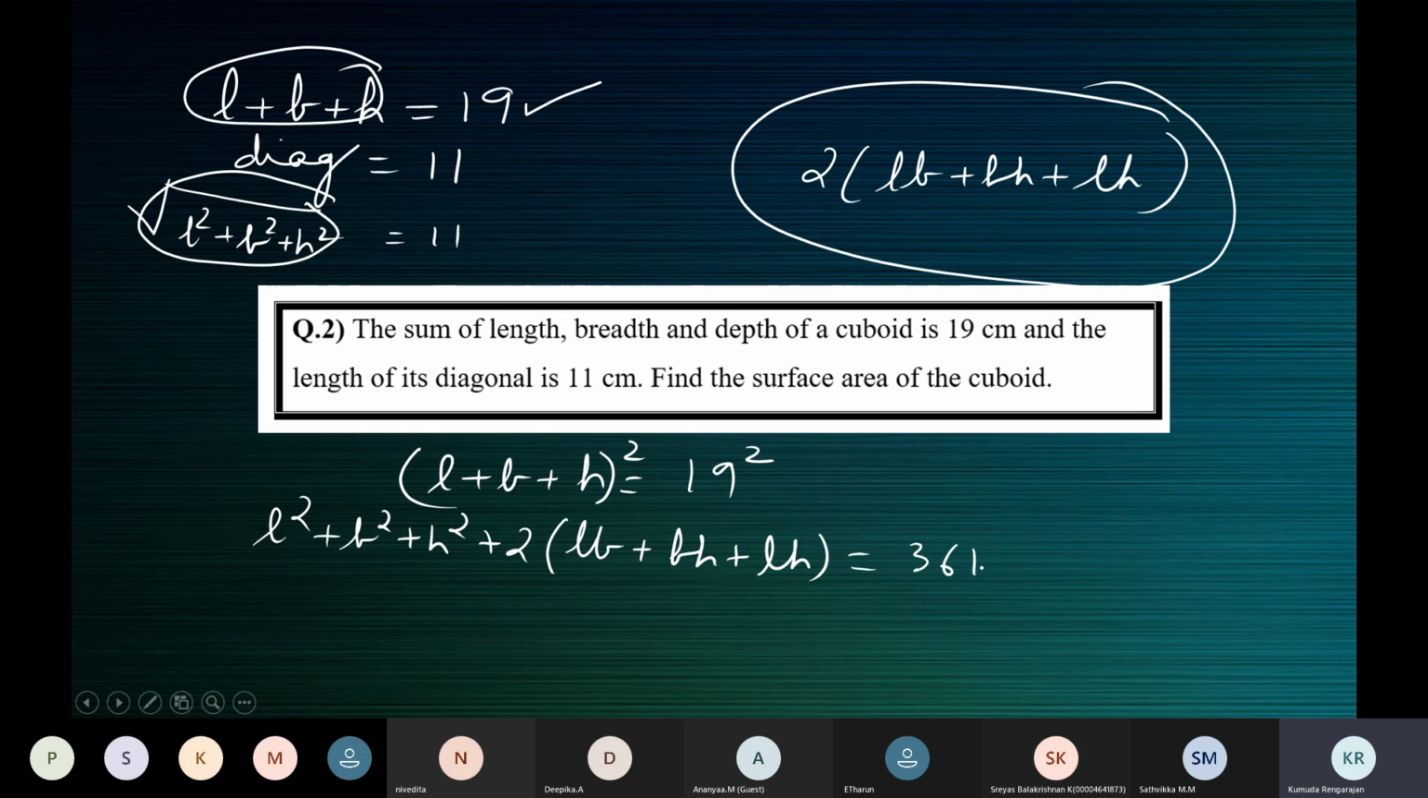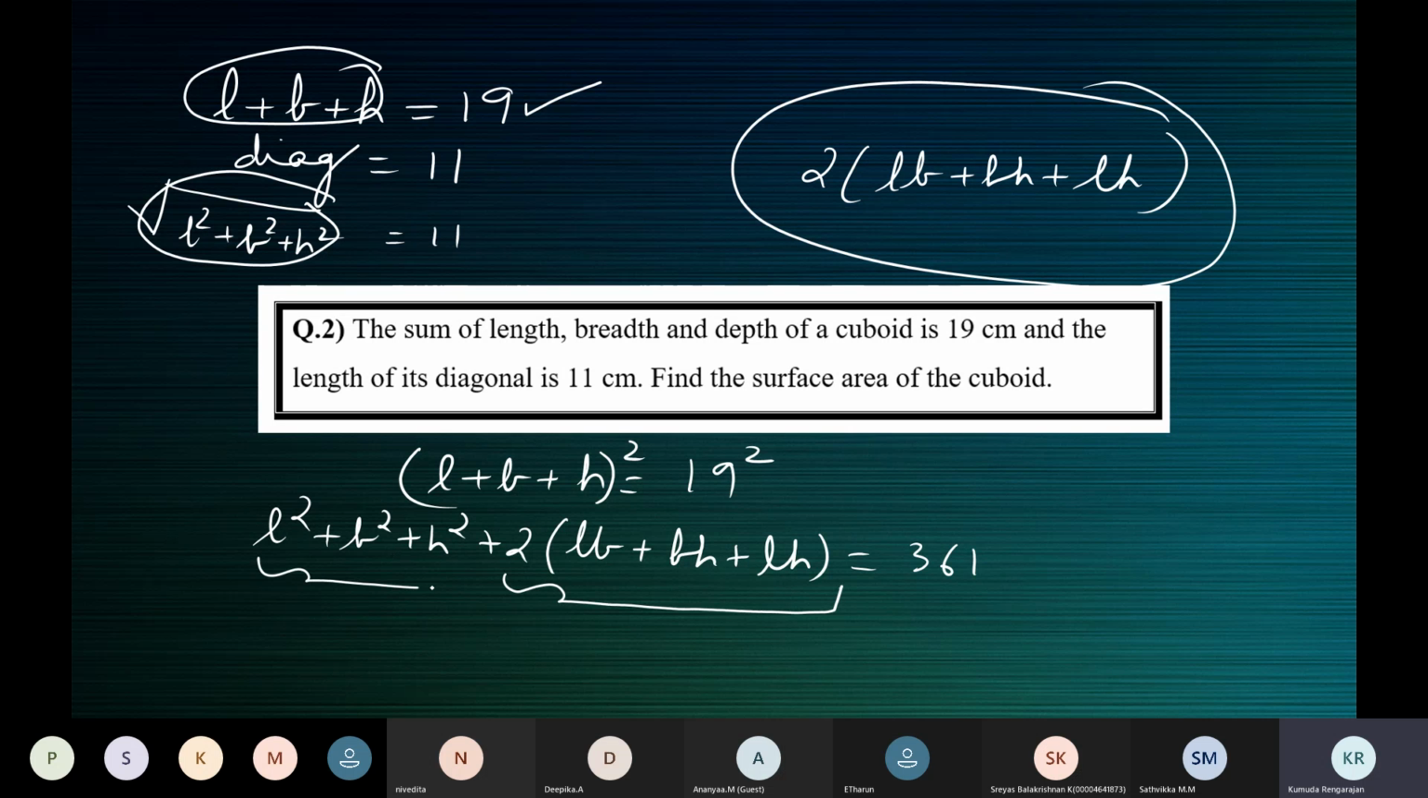So L square plus B square plus H square plus 2 of LB plus BH plus LH is equal to 19 square, which is 361. Now we need to find this. This expression represents the TSA of the cuboid.